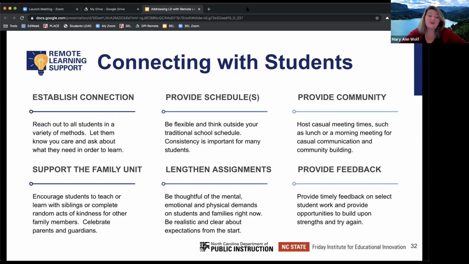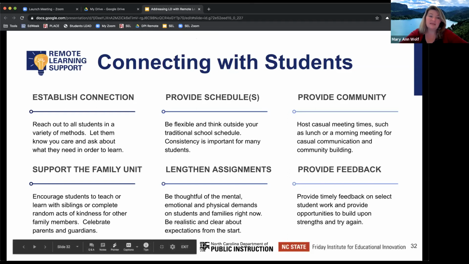The other thing is how can we support the family unit? Can we recommend that they work with their siblings, or do something kind for each other, or share what they're celebrating? And the thing I know we referenced early about flexibility and grace, we need to make sure that we remember that we might need to allow more time for assignments. They might be trying hard, they might just have a hard time getting to a place where they can sit down and do work. And so how can we be flexible? But then when they are putting in effort, how can we provide some feedback?